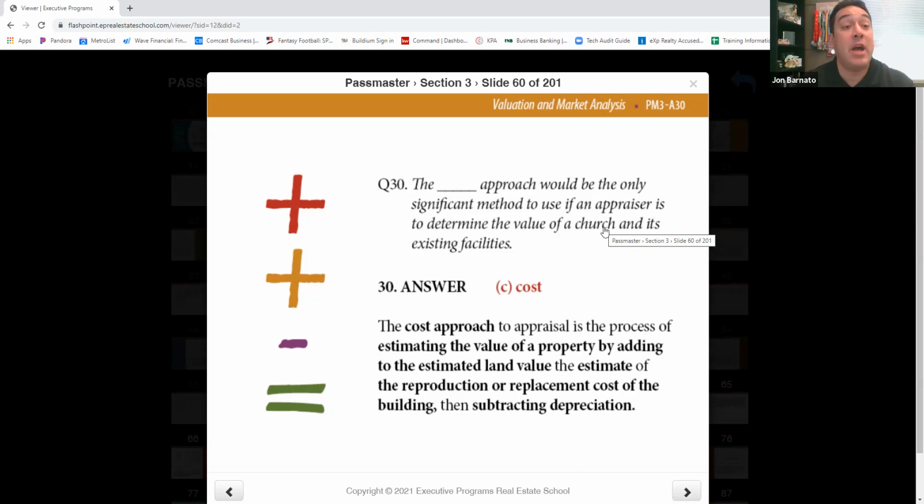So if they were going to value a park, in this case a church, but say a park, they're going to say, if we had to till the land and put in the grass and the sidewalks and the ball fields, how much would it cost? And that would be the value of the property, right? Because you know what kind of materials are going into that particular building.